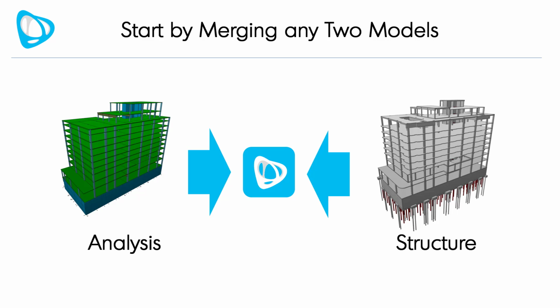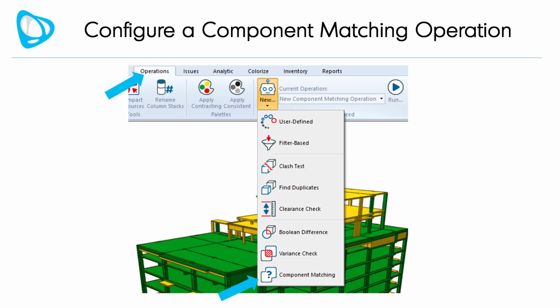We start by merging any two discipline models. Here we're going to go with an example where we take the analysis model, which could be an ETABS model, and merge it with the Revit structure model. Once you've merged the two, you would apply a new operation. Visicon has this notion of operations, which are things that automatically check your model. The classic ones that I refer to are clash check, find duplicates, and clearance check. This is what all BIM tools do. What's unique for Visicon are the three: Boolean difference, variance checking, and component matching. Component matching is new, and that's going to be the focus of today's tutorial.